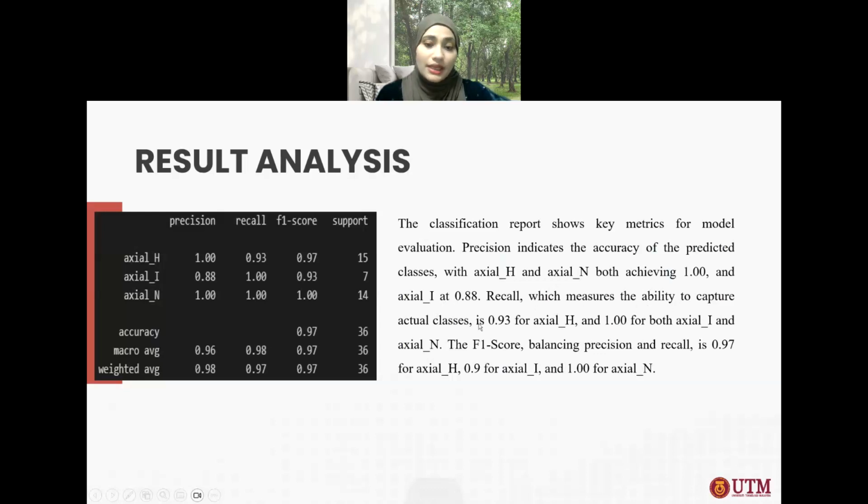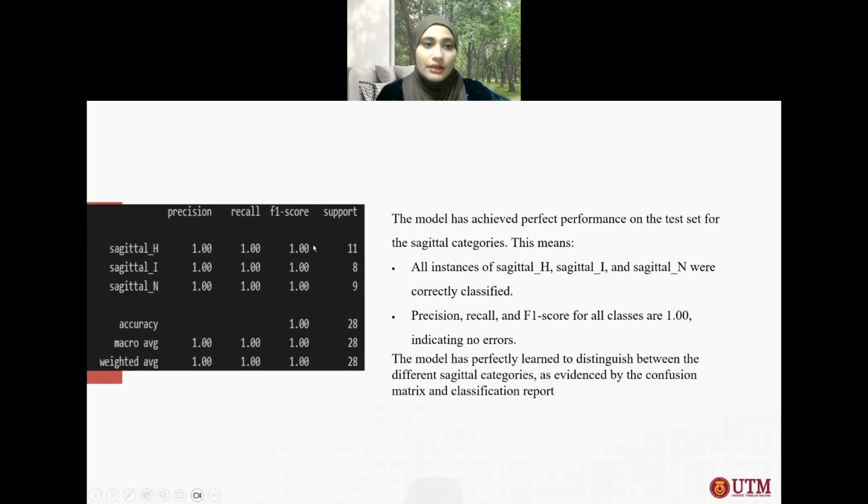Recall, which measures the ability to capture the actual classes, is 95% for hemorrhagic and 100% for axial ischemic and normal. So the F1 score, balancing precision and recall, is 97% for hemorrhagic, 90% for ischemic, and 100% for normal, which is quite good.